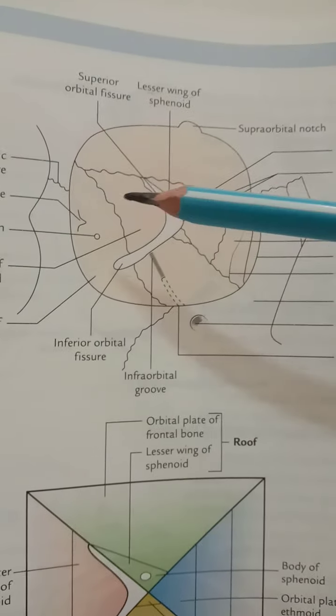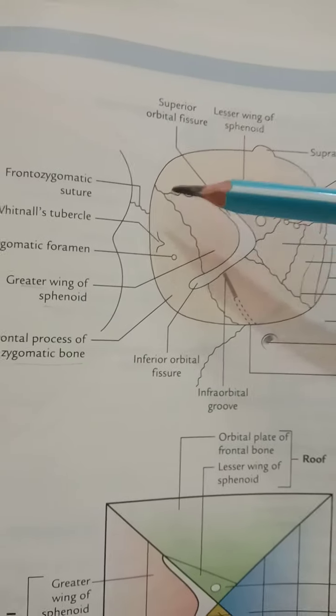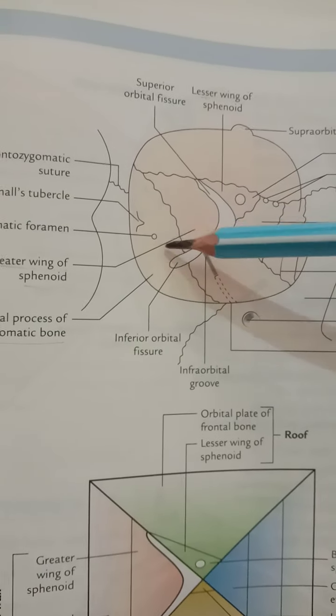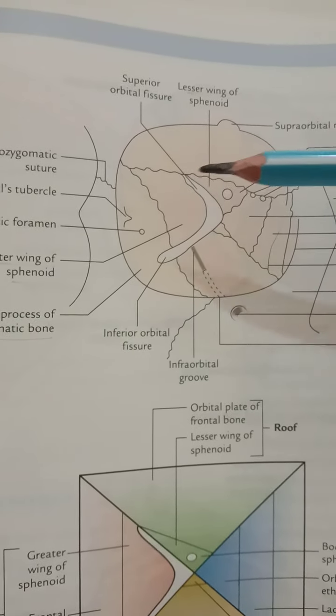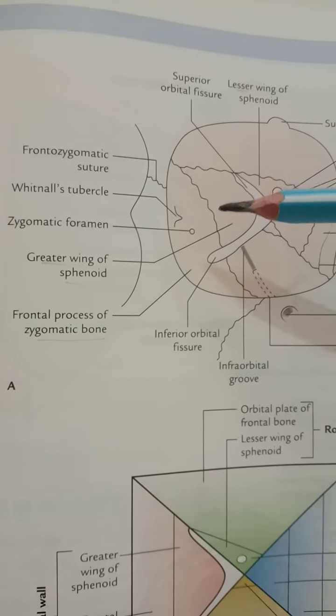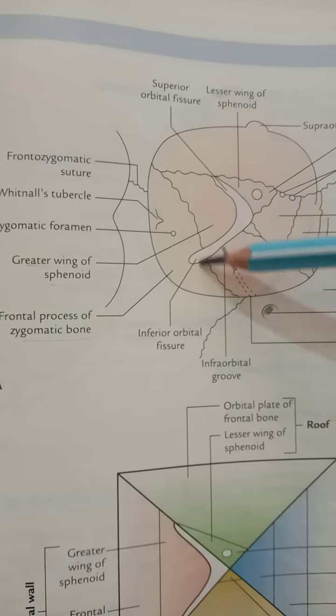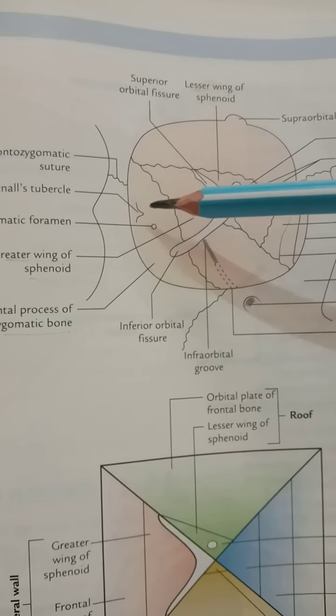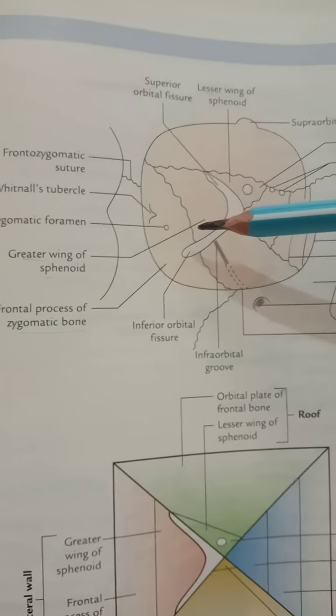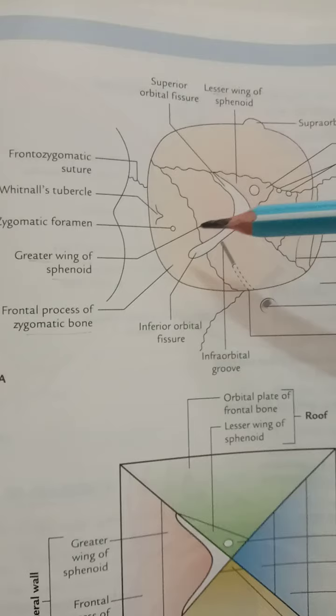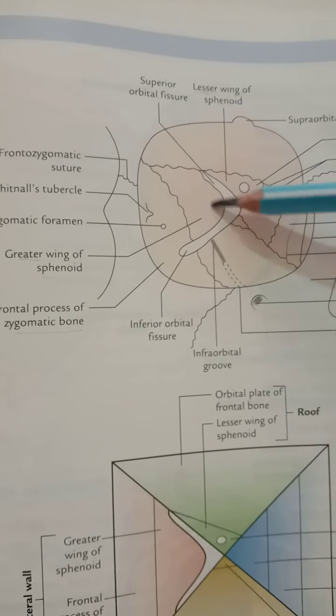Then the lateral wall, this one. The lateral wall is the strongest wall, which is made by two bones: the orbital surface of the zygomatic bone, this one, and second, the orbital surface of the greater wing of sphenoid bone, this one.